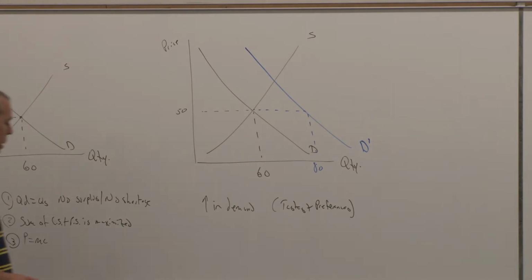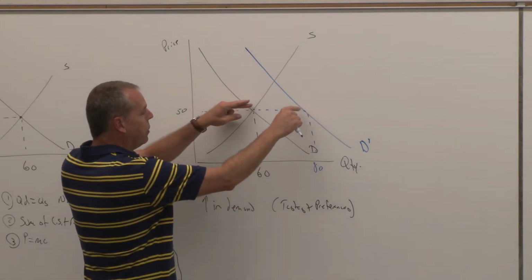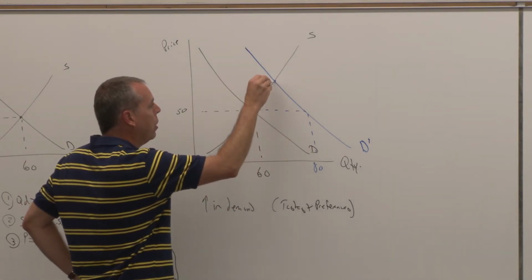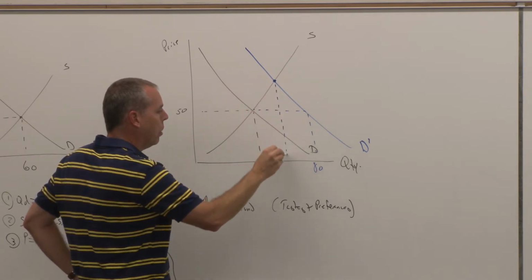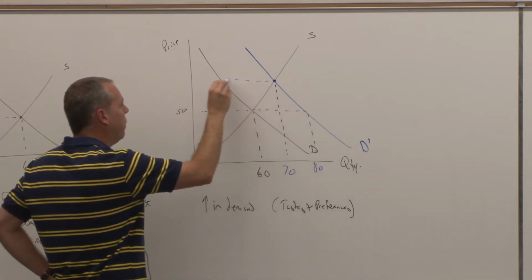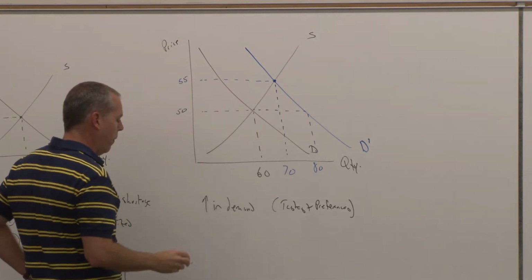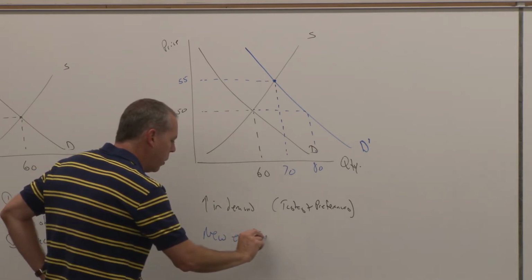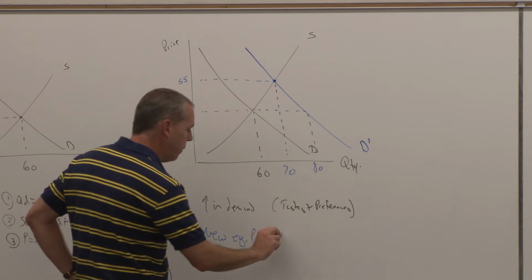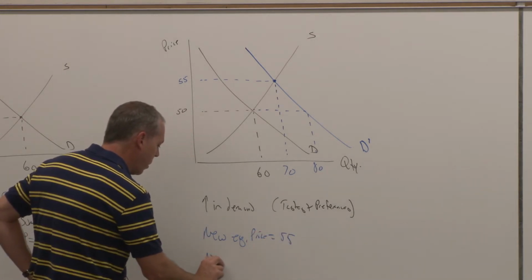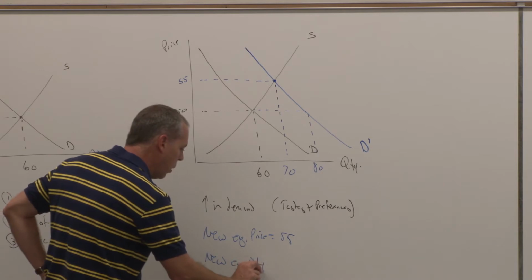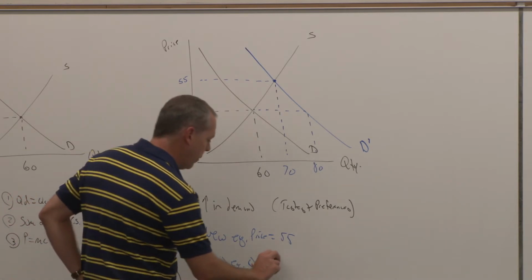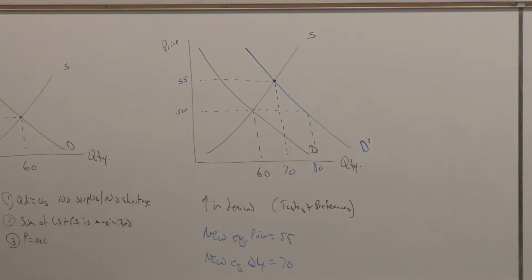Consumers bid up the price amongst themselves, and as they do, this shortage gets smaller and smaller until we get to this point here: 70 and let's say 55. So we have a new equilibrium price of 55 and a new equilibrium quantity of 70. The alternative way to look at this is this. The 60th pair of jeans cost how much to make?